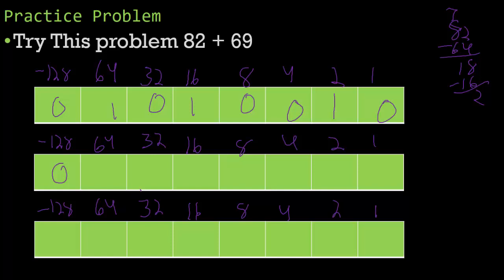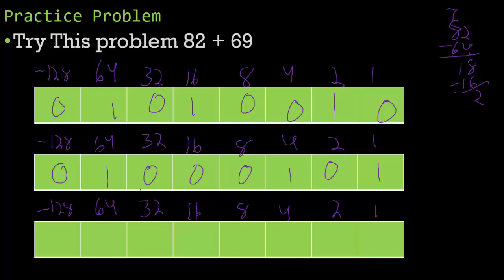It all works out. Now for 69, I need 64, which leaves me 5, which is 4 and 1. 4 plus 1 is 5. So that will be my binary number for 69. So all I need to do now is follow the arithmetic rules. So let's go ahead and follow our arithmetic rules.